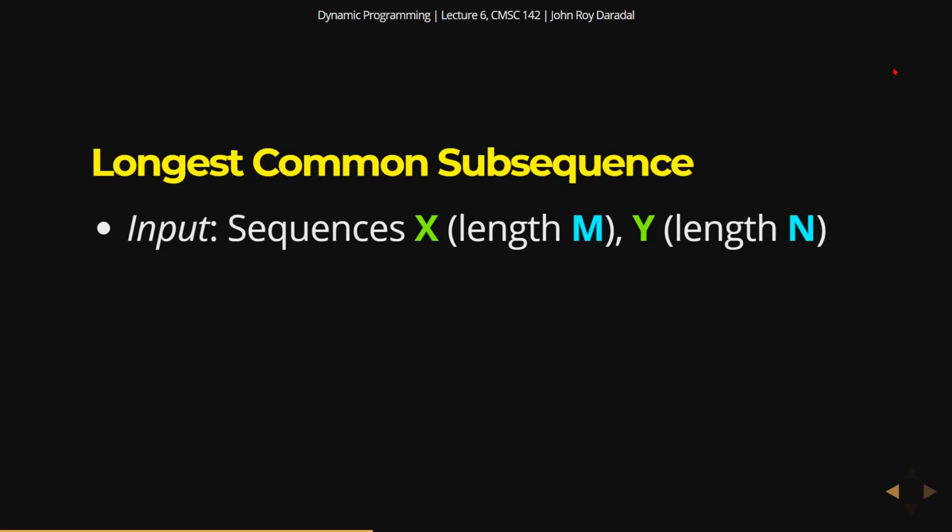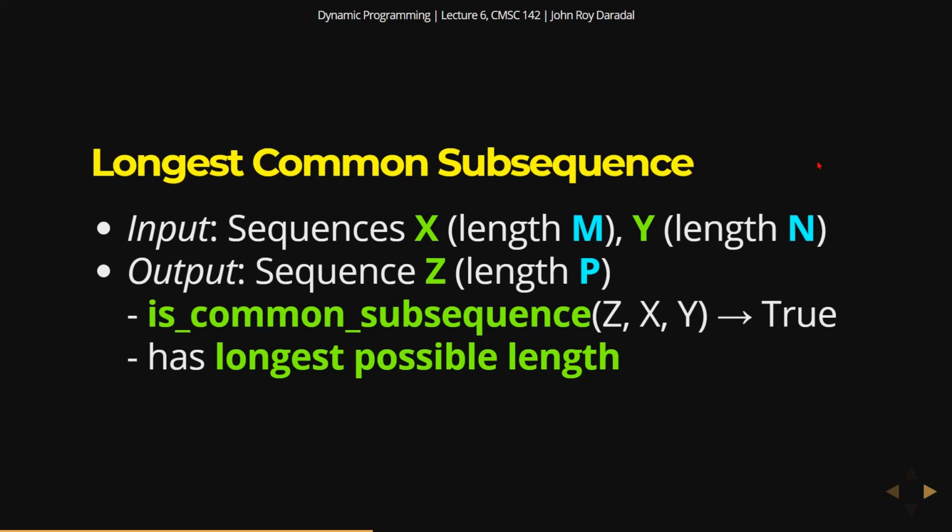So for our input, we're given two sequences, X and Y, with lengths M and N respectively. Take note of this notation because we'll be using this later. X, the first one, has a length of M, while Y, the second one, has a length of N. And the output is the sequence Z of length P, which is the common subsequence of X and Y, and it has the longest possible length. So it's the longest possible common subsequence of X and Y.